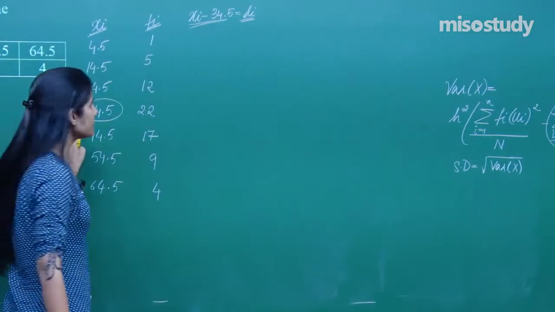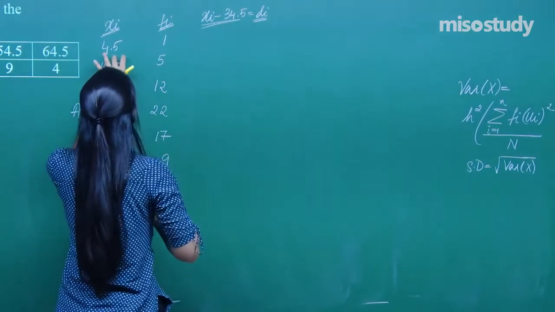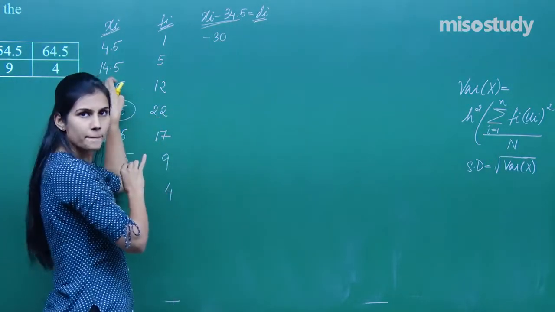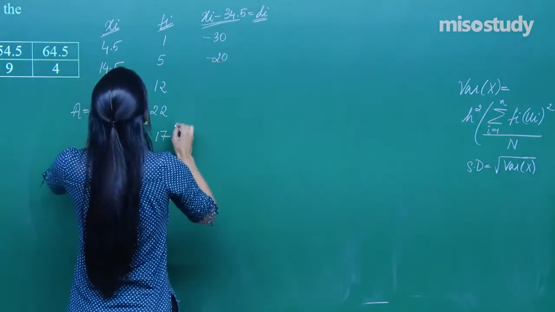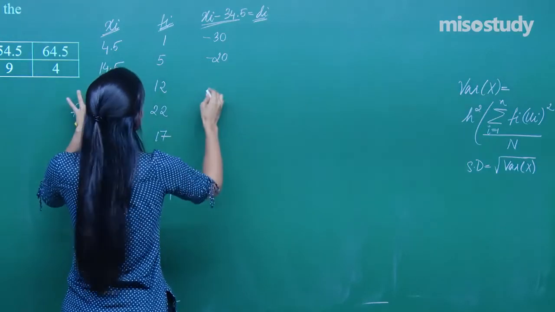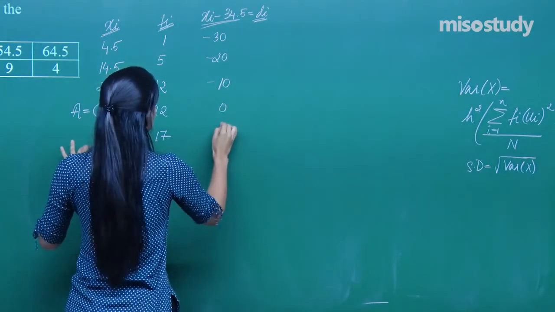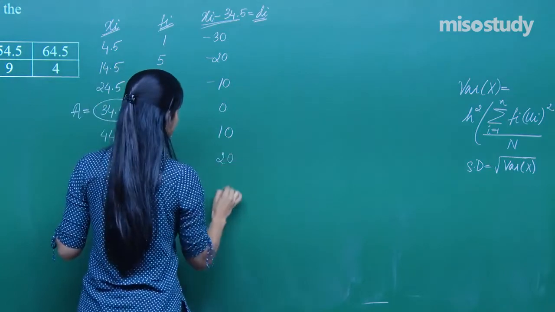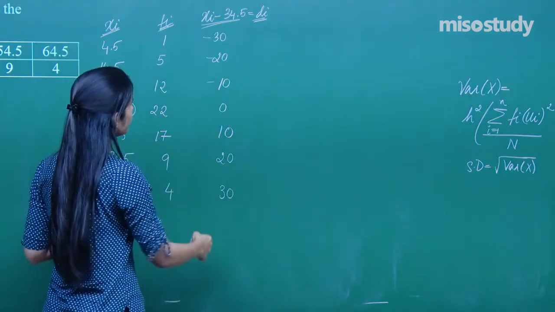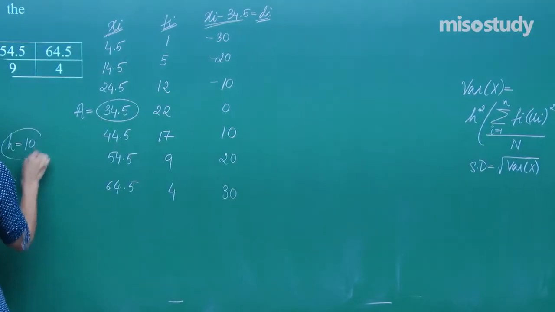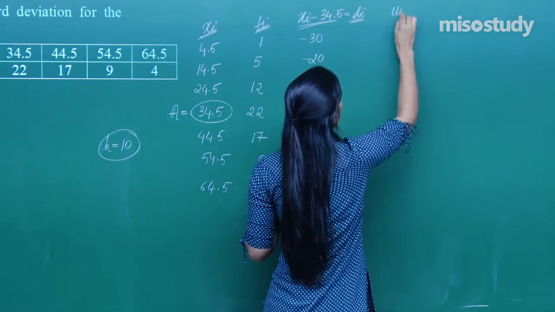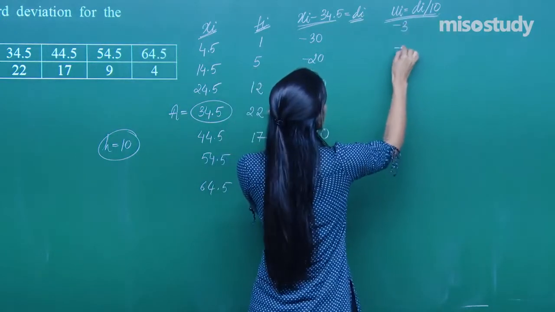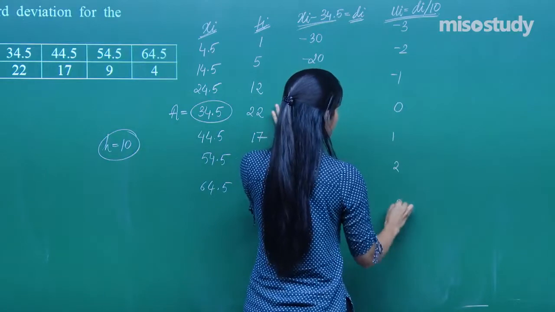So let's see if we are getting that h or not. Right now I have taken 34.5 as my assumed mean. Calculate xi minus 34.5. 4.5 minus 34.5 gives me minus 30. Then 14.5 minus 34.5 gives me minus 20. Then I have minus 10, then 0, then 10, because 44.5 minus 34.5 gives me 10, then here 20 and then here 30. You can clearly see I will be taking small h as 10 and obtaining thus ui. Ui is di upon h and h is 10. So this becomes minus 3, minus 2, minus 1, 0, 1, 2 and 3.